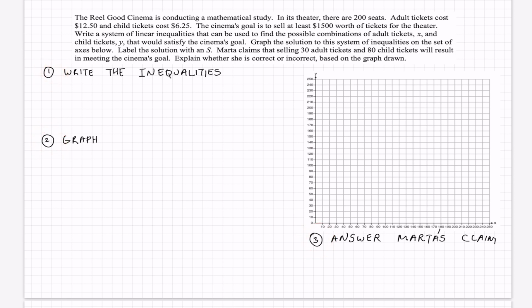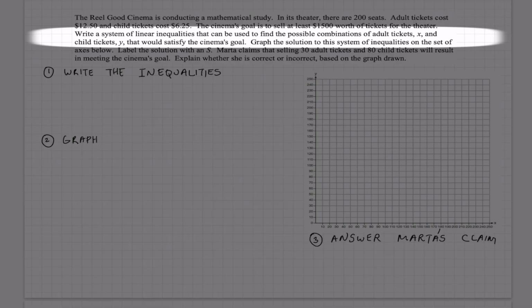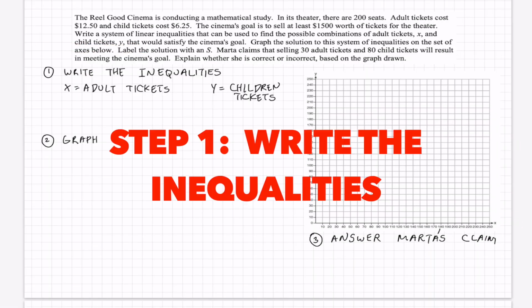The first step is to write our inequalities. The most important part here is that you know what your variables are, and it says it in the paragraph right here: adult tickets X and child tickets Y. So we're not done with number 1. We're going to write the 2 inequalities that show up in here.